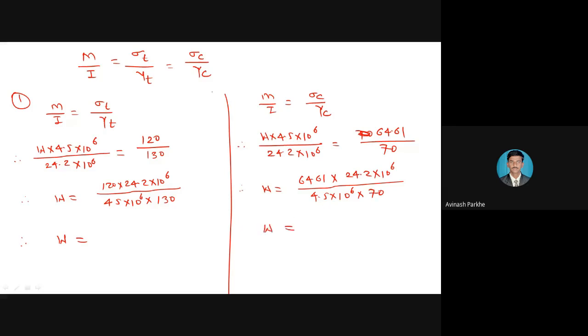Now tell me the W value by using the first combination where sigma T and Yt is present. What is the value of W? 0.20. 0.49.